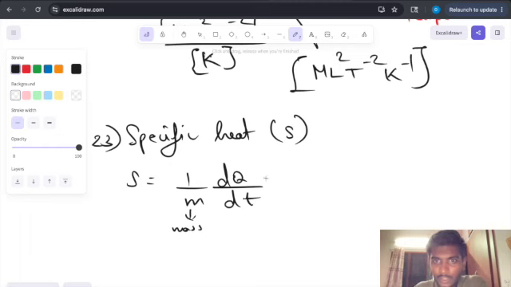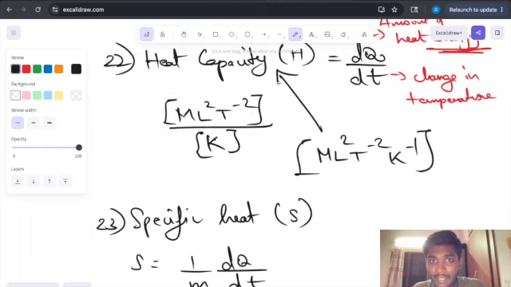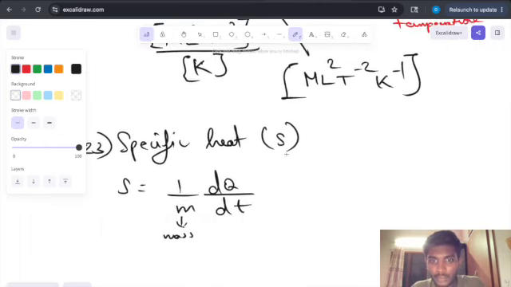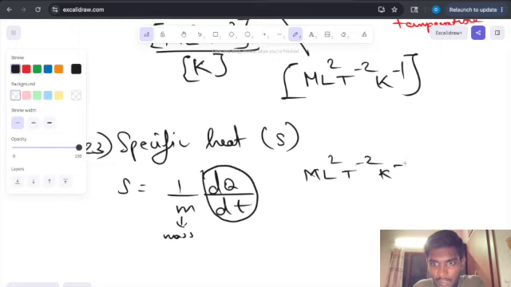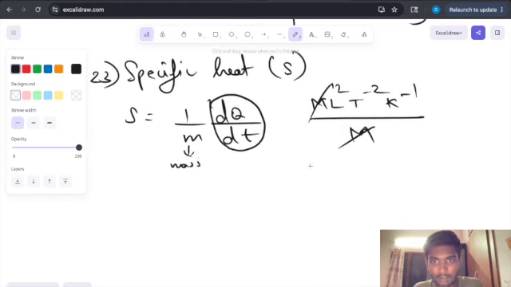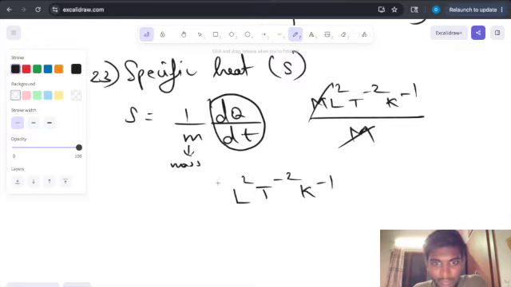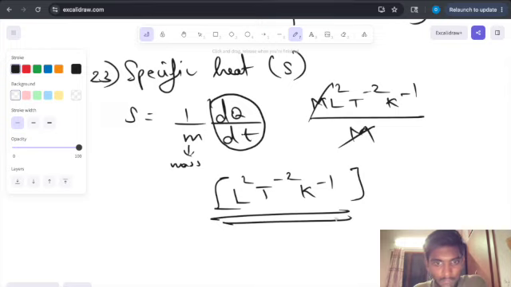So dq by dt, we have derived it as our heat. This is heat capacity. Therefore, you can just put in this value over here, which is ML²T⁻²K⁻¹ by this is mass. So mass will get cancelled. So the dimension of specific heat is derived to be L²T⁻²K⁻¹. This is the dimension of specific heat.